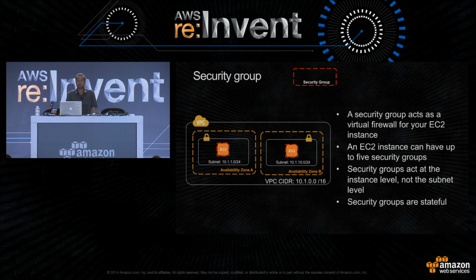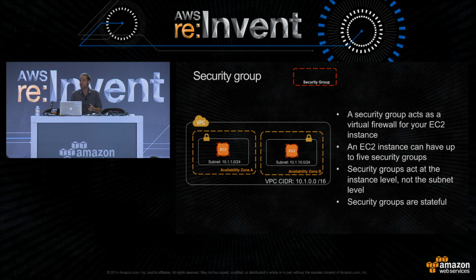A security group acts as a firewall around your EC2 instances, and it controls inbound and outbound traffic as well. When you launch an instance in a VPC, you can assign up to 5 security groups. And security groups act at the instance level, not the subnet level. They're stateful, meaning if I open up port 80 and 443, I'm going to allow a stateful response from my web server, even if those ports aren't available. So security groups are stateful.